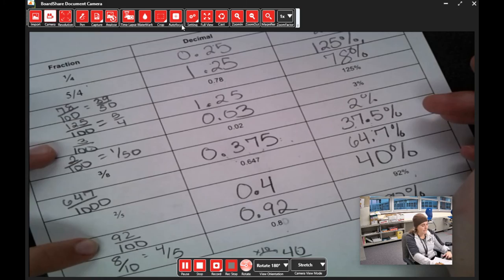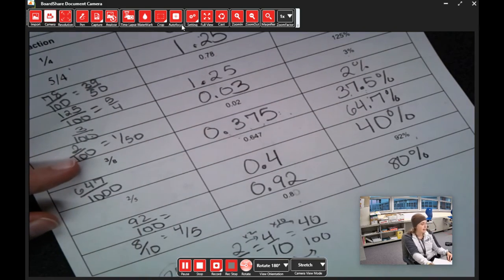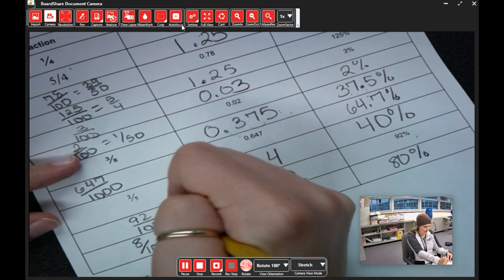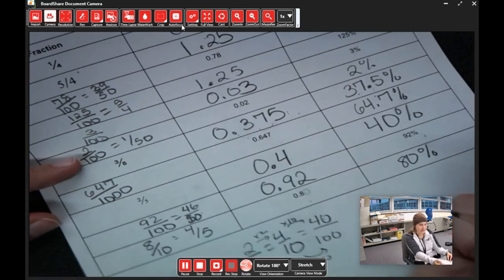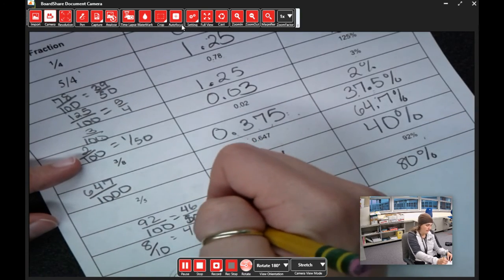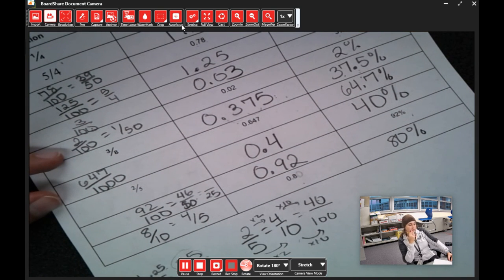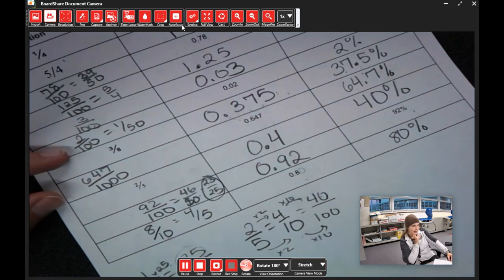And now all I need to do is think if I can simplify either of these. 3 is not going to work, but 92 is even. Half of 90 is 45, plus 1 gives me 46 out of 50. But wait, there's more. Those are both even. Half of 50 is 25. Half of 46 is going to be 23. And that would be a bonus point answer.